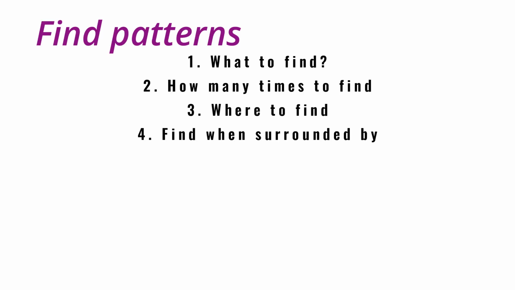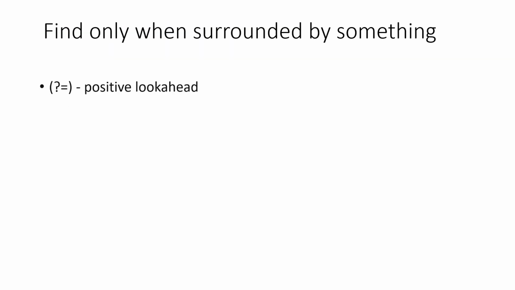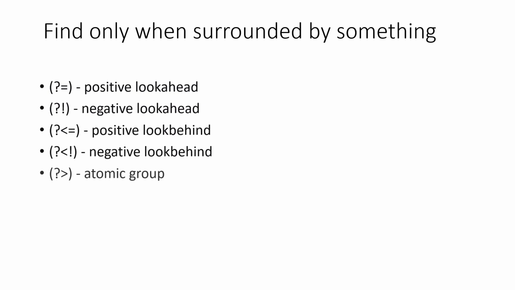The next thing to tweak is if it should be found when surrounded by something else. So for this, we have something called look ahead and look behind. So our pattern should be present, but there should be something ahead of it. This makes it a positive look ahead. If that thing should not be present, that makes it a negative look ahead.